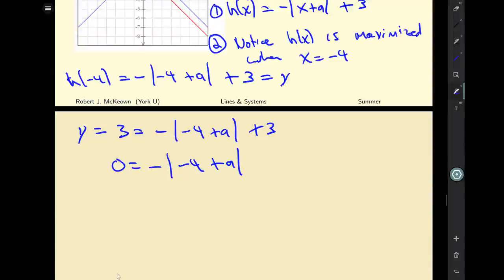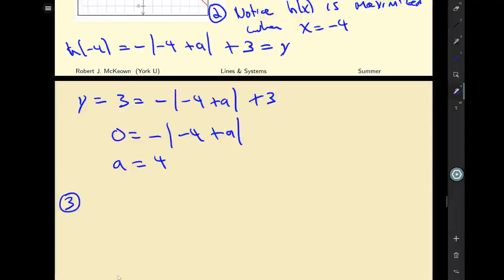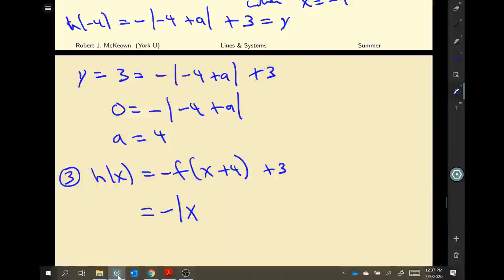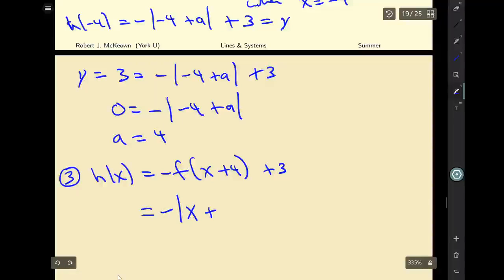What value of a makes this true? Well, a has to be equal to 4. And now we can add everything together, and we see that h of x is going to be equal to negative f of x plus 4 plus 3, or h of x is equal to negative |x plus 4| plus 3.